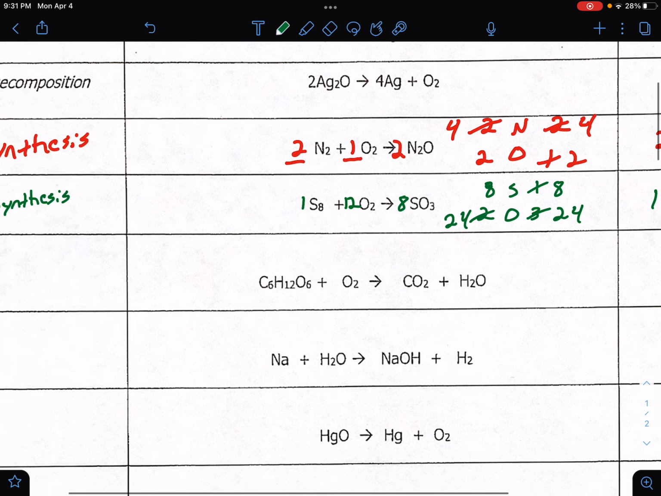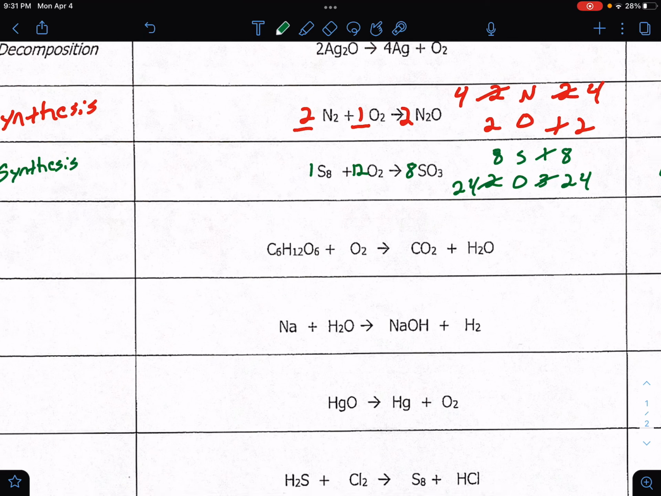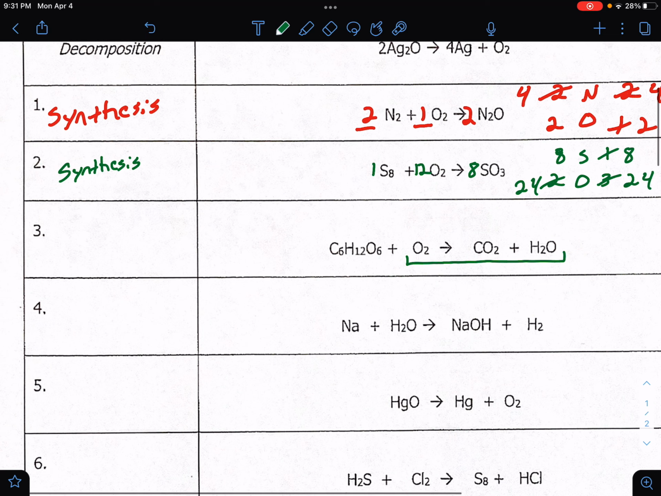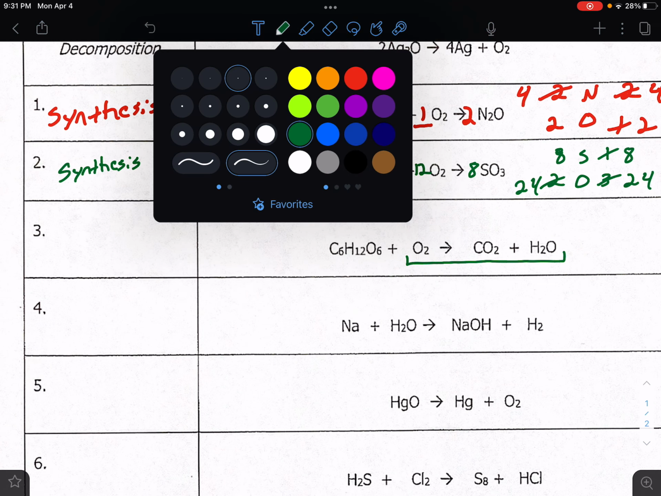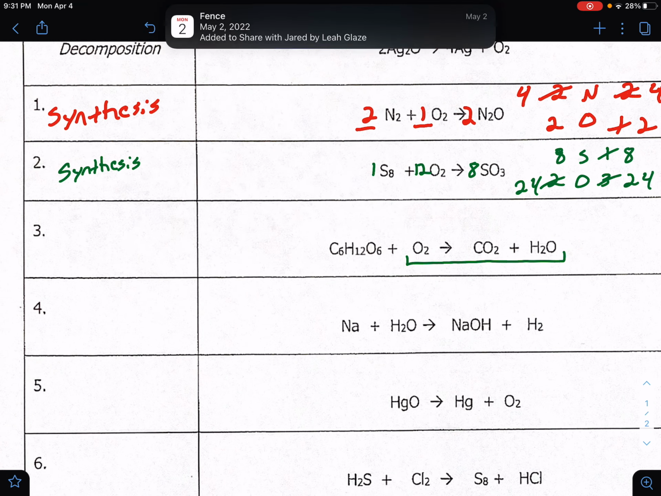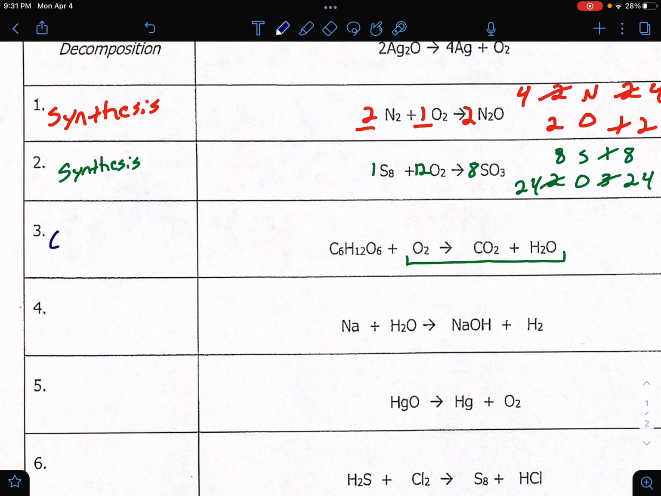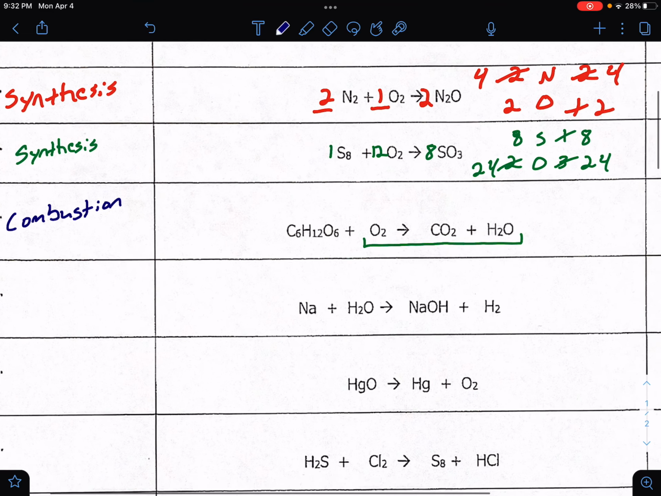Okay, let's look at the next problem. I have C6H12O6 plus O2 gives me CO2 and H2O. Anytime you have anything reacting with oxygen and it gives you CO2 and H2O, it will be combustion. I'll go ahead and do a different color ink for this one. So this will be combustion. Combustion always looks the same: O2 gives me CO2 and H2O. The only thing that ever changes is this hydrocarbon right here.